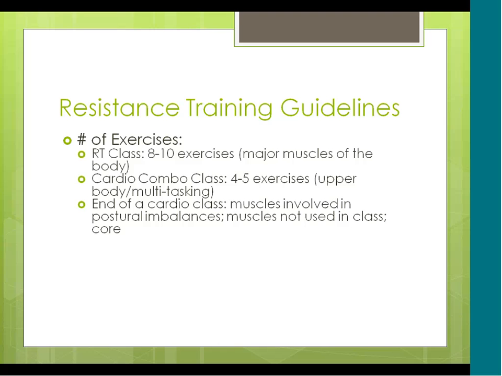A cardio combo class might be 4 or 5 exercises. I would focus on upper body because you're going to be doing cardio with the lower body in between. So you might do 4 minutes of cardio, 2 minutes of push-ups, 4 minutes of cardio, 2 minutes of back rows, 4 minutes of cardio, 2 minutes of core, those types of things.